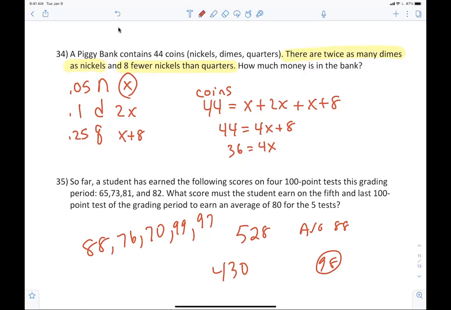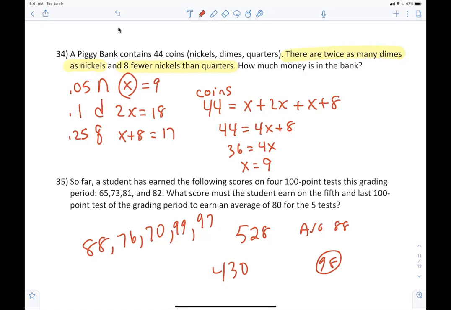36, right? So X is equal to what? 9. X is equal to 9. So there are 9 what? Nickels. There are how many dimes? 18. And there are how many quarters? And you're happy because you think you're correct. And are you correct? No. They're not asking about that.